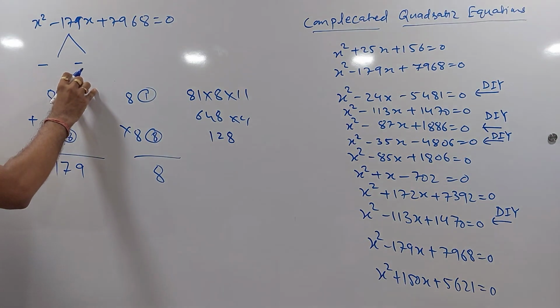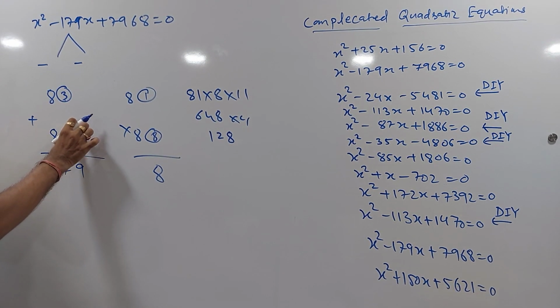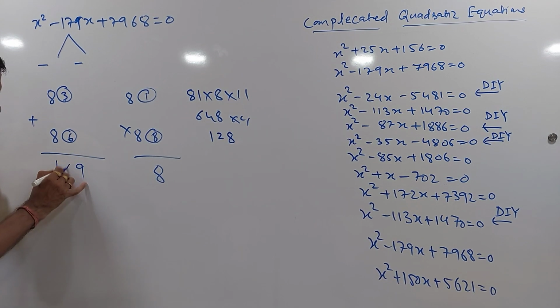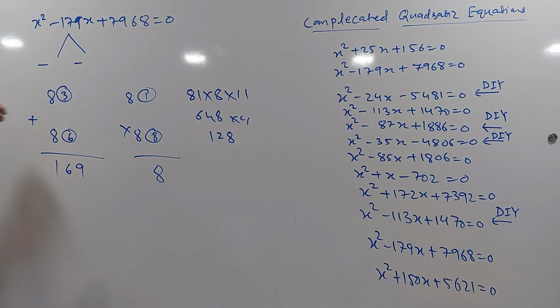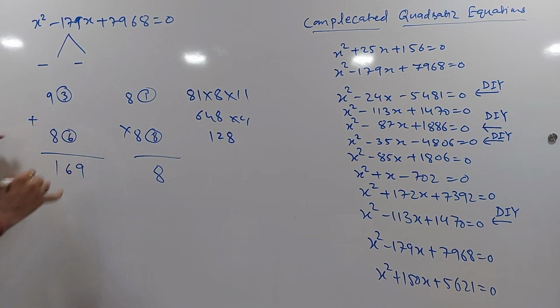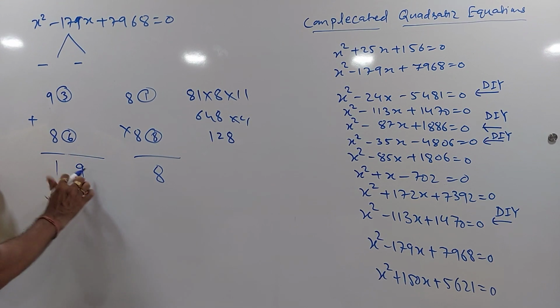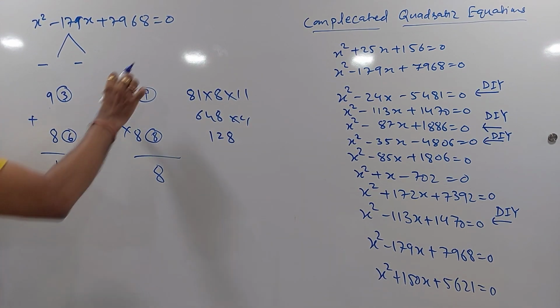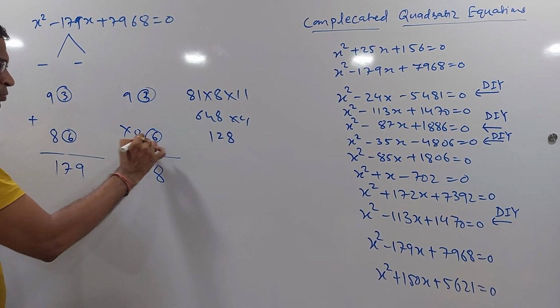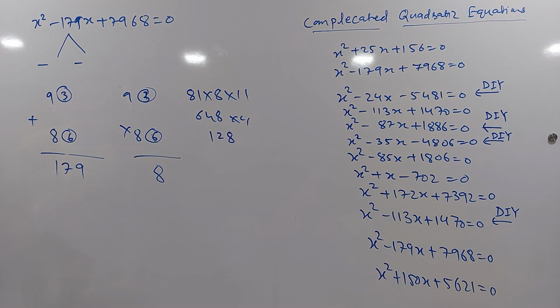Can I have something like 3 and 6? Check out, 6 plus 3 is 9, and this is not working. So it is 169, but I want 179. So can I just jump a little ahead, like say 93 and 86? See, it's 3 plus 6, 9, and 9 plus 8, 17. So this is the way you can just do your work. So can I have 93 here and 86 here?